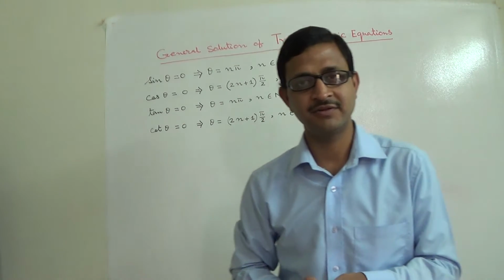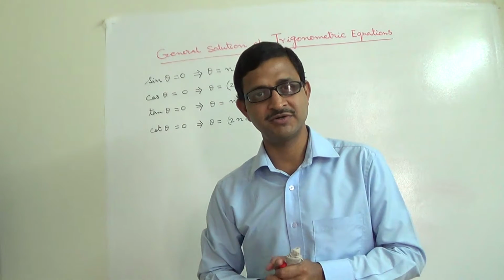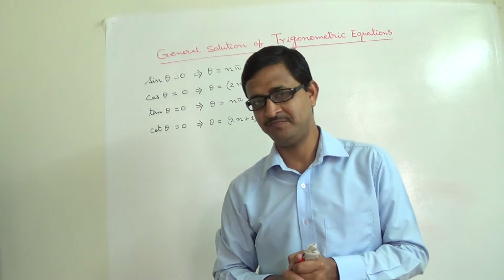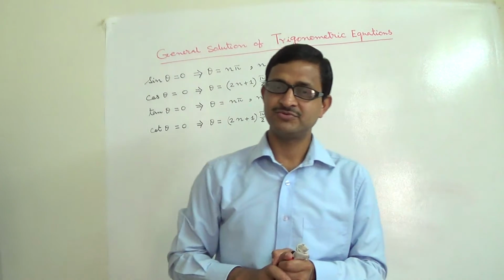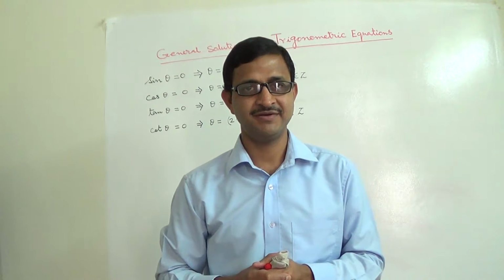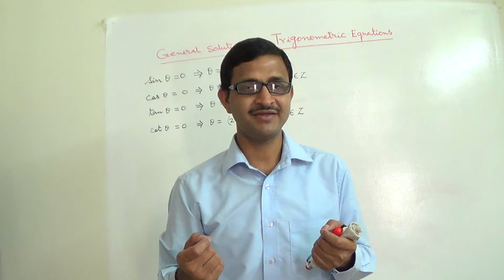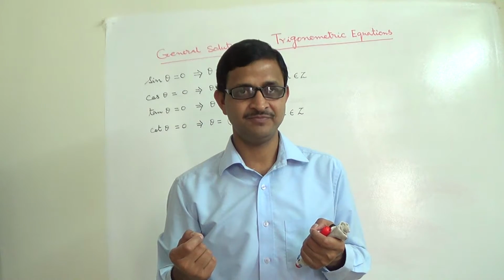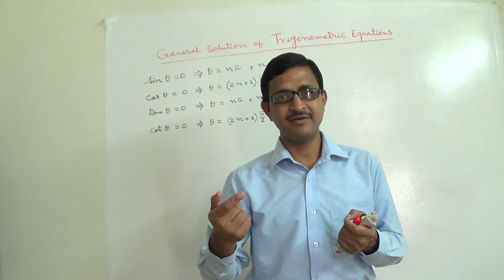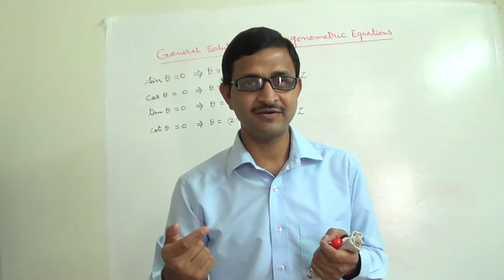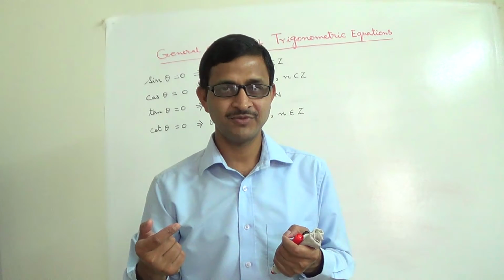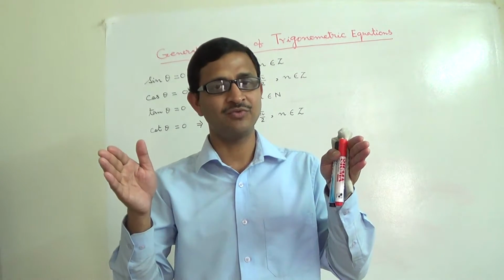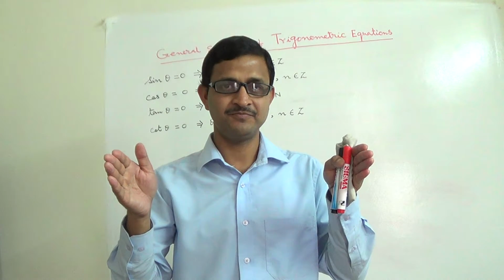You may think that why I have not discussed the solution for cosec theta equal to 0 and sec theta equal to 0. Cosec theta equal to 0 is not a valid statement, or in other words, if we say cosec theta equal to 0, it is not possible to find any value of theta. Why? Remember my earlier class where we discussed the graphical representation of sin theta and cos theta. We have seen the value of sin theta and cos theta is always between minus 1 and plus 1, including minus 1 and plus 1.